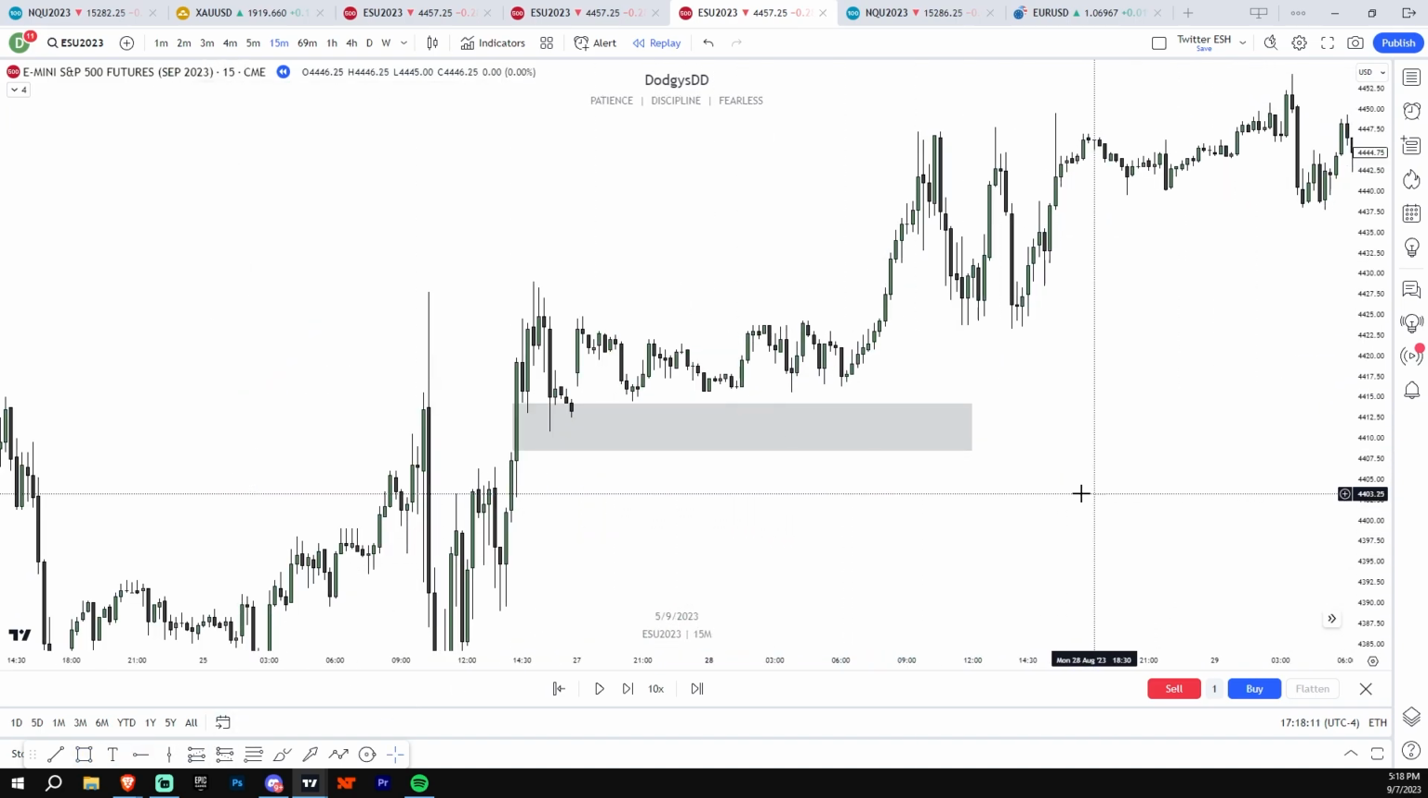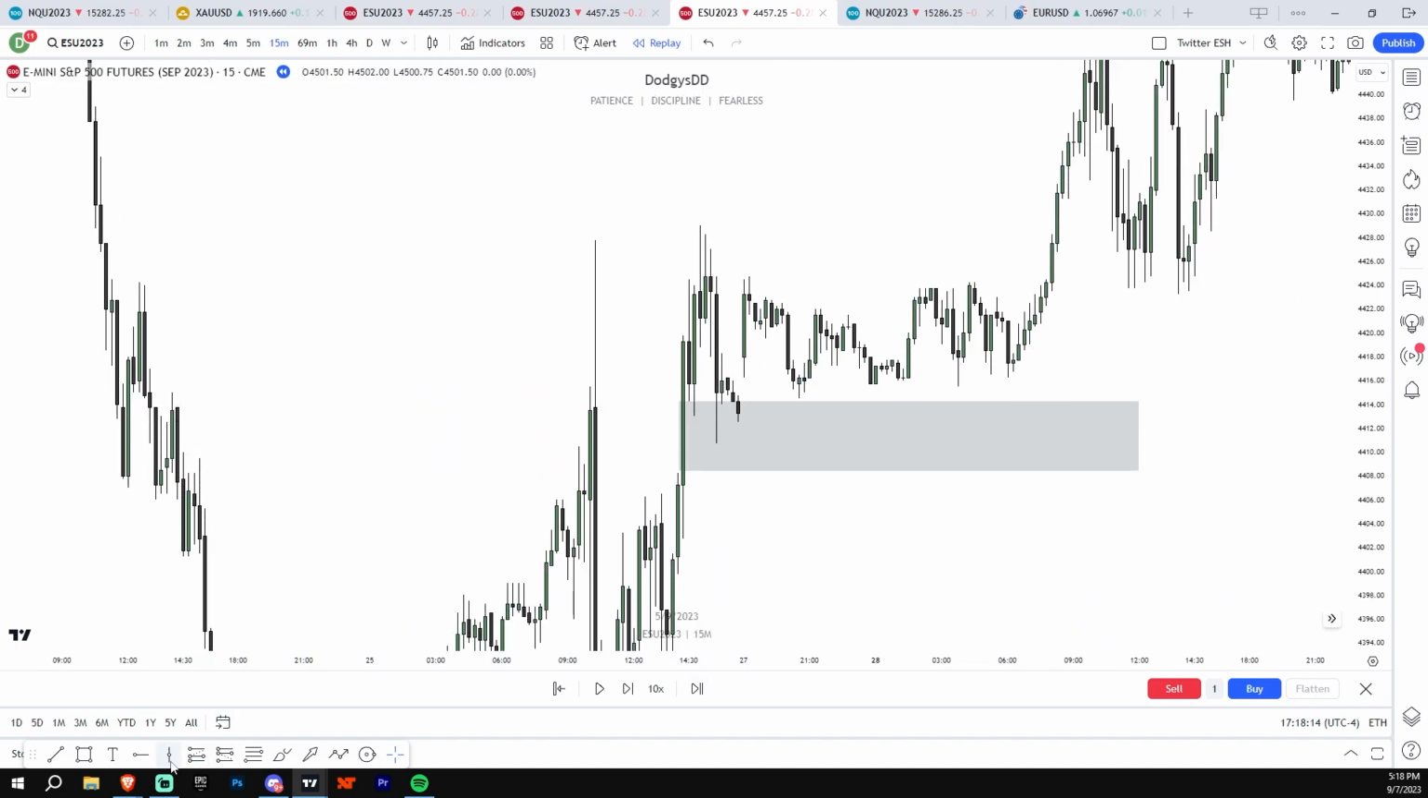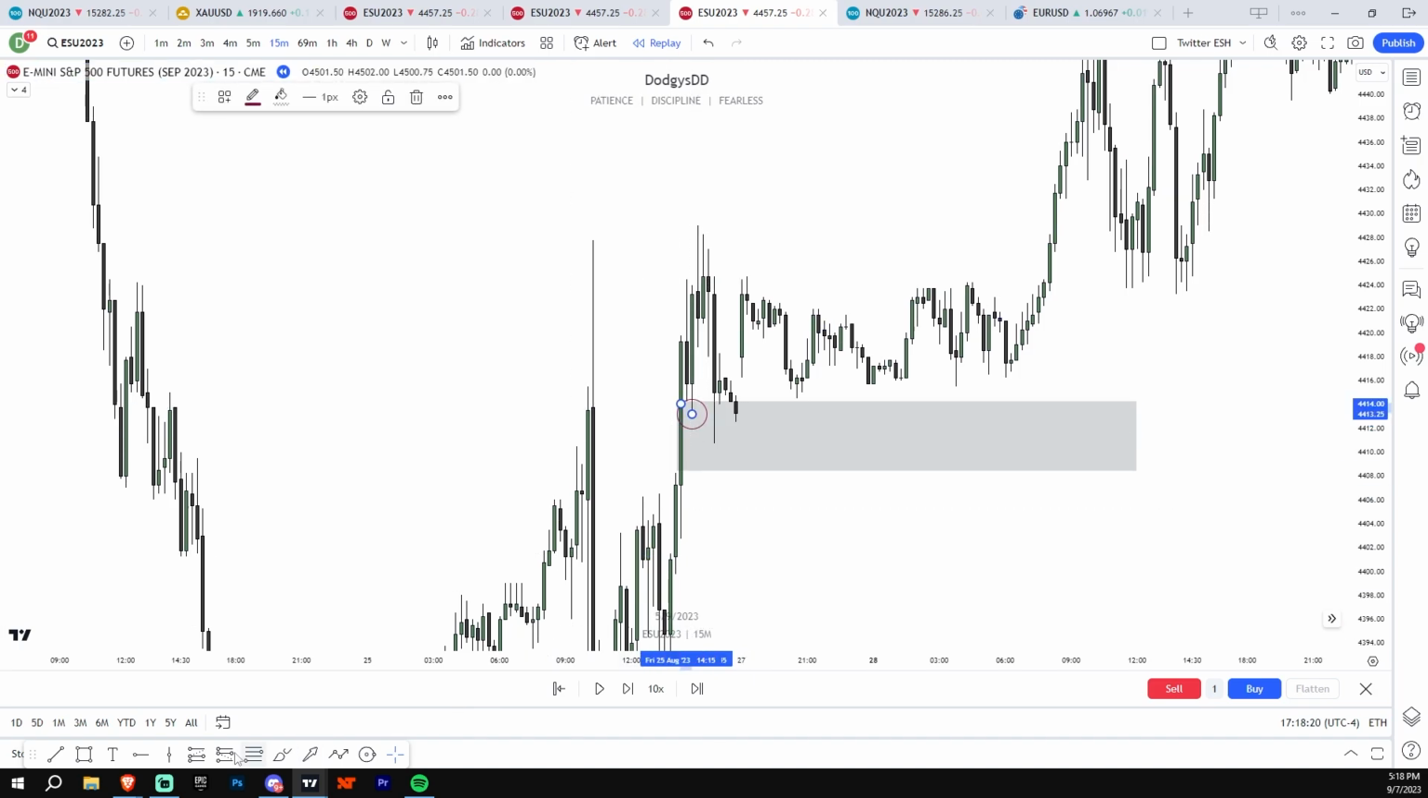So right here, okay, you see us make a low inside this fair value gap. Okay, but then what happens? We make a lower low. Okay, right here. And then we make a higher low. So market structure in this case goes from bullish to bearish to bullish again. And then we fail to make a new high, which is bearish. And then we make a higher low, which is bullish again. Okay, and then we make a lower high, bearish, higher low, lower low, bearish, bullish again, higher high.